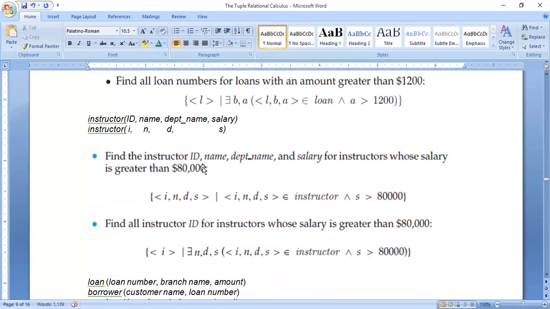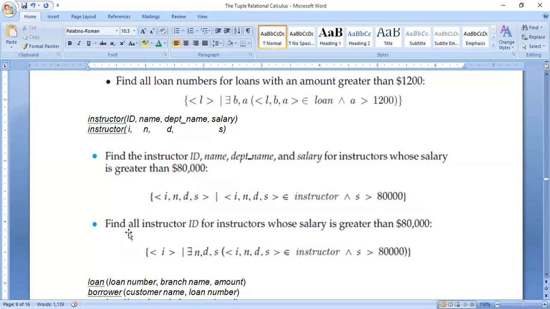This very similar query is for the instructor relation. Here we have to output all the variables. So all the variables are represented by I, D and S. So here I, D, S are the output variables, the instructor is the relation, and the condition is on the salary, which is represented by the domain variable S.